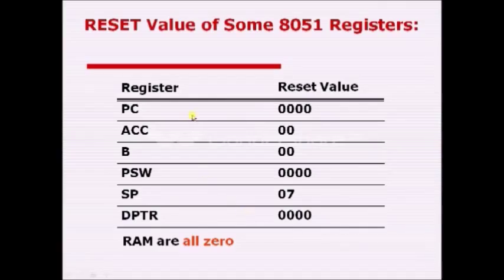Now these are all the registers which are defined to some specific values whenever the processor is in reset state. That is, program counter will be initialized to 0, accumulator will be initialized to 0, B register would be initialized to 0, program status word will be initialized to 0, stack pointer will be holding 7, and then data pointer will be holding zeros, and all the locations inside the RAM will be filled up with zeros.